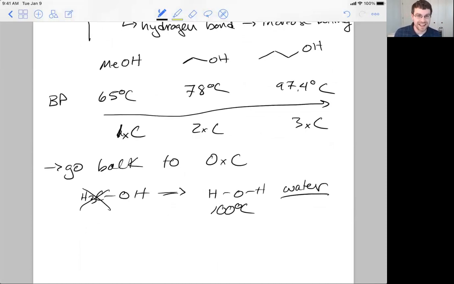I like to say that the trend of adding more carbons increases the boiling point doesn't hold water for water. Anyway, sorry, dad joke. Okay, full of them today.